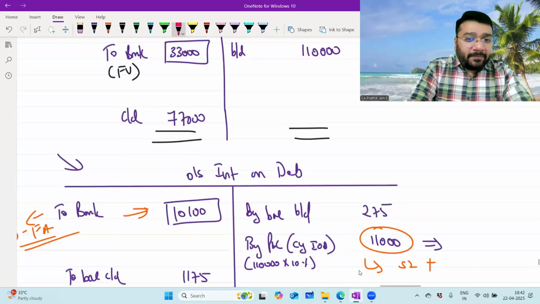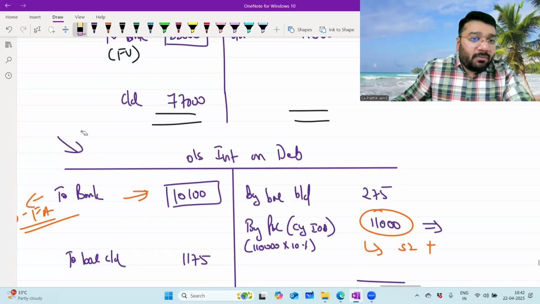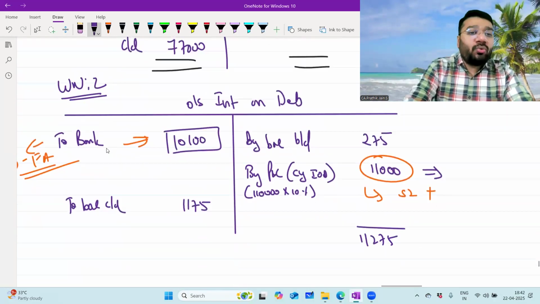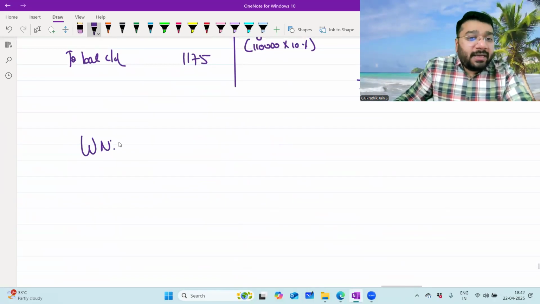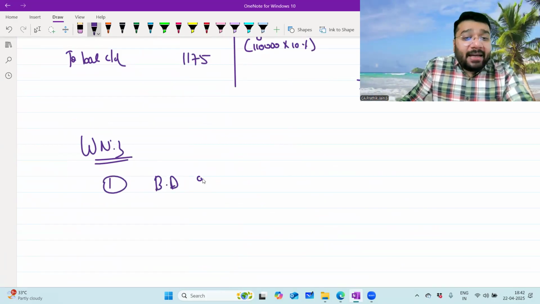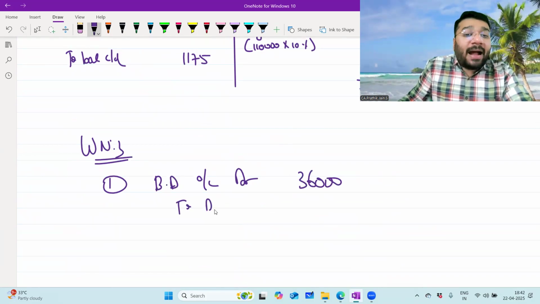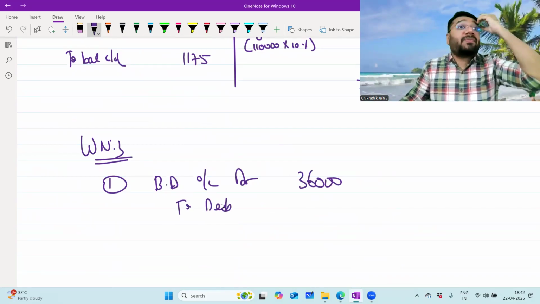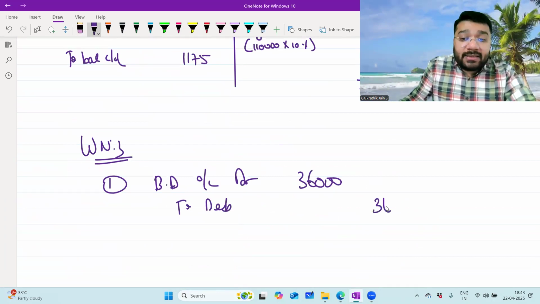So this is working note 1. This was working note number 2, interest on debenture. Now working note number 3. What is the journal entry for bad debt? Bad debt account debit how much? 36,000 to debtor. Yes, when the bad debt is known, that time only you reduce the debtor value. So bad debt to debtor is 36,000.